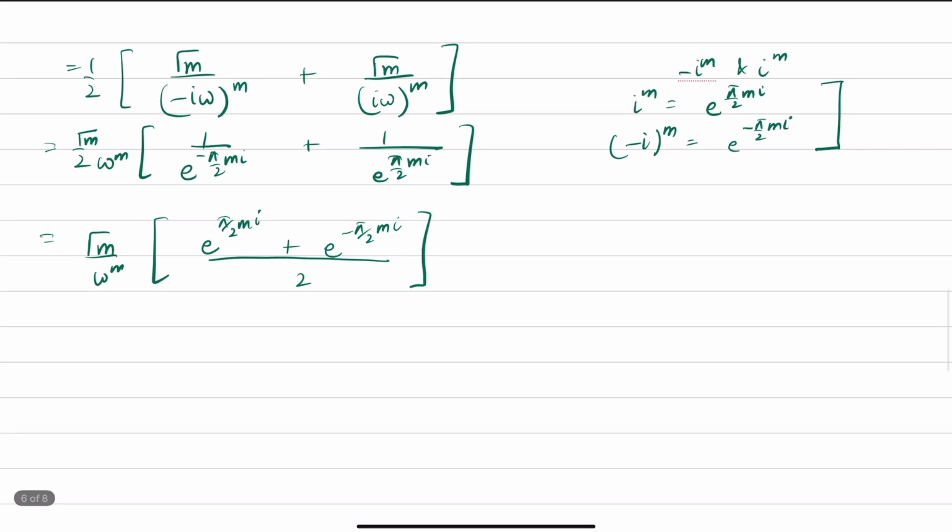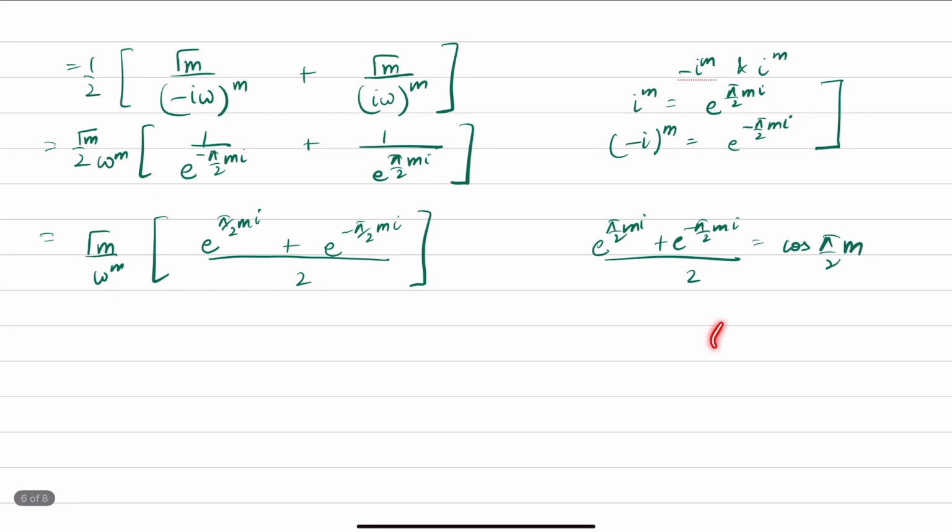Again, what does this formula remind us of? See, e^(iπm/2) plus e^(-iπm/2) divided by 2 equals cos of πm/2. We just saw how this formula came. The general formula was cos θ equals e^(iθ) plus e^(-iθ) divided by 2. Let us substitute it here. So Γ(m) divided by ω^m into cos(πm/2). This is our cosine transform.